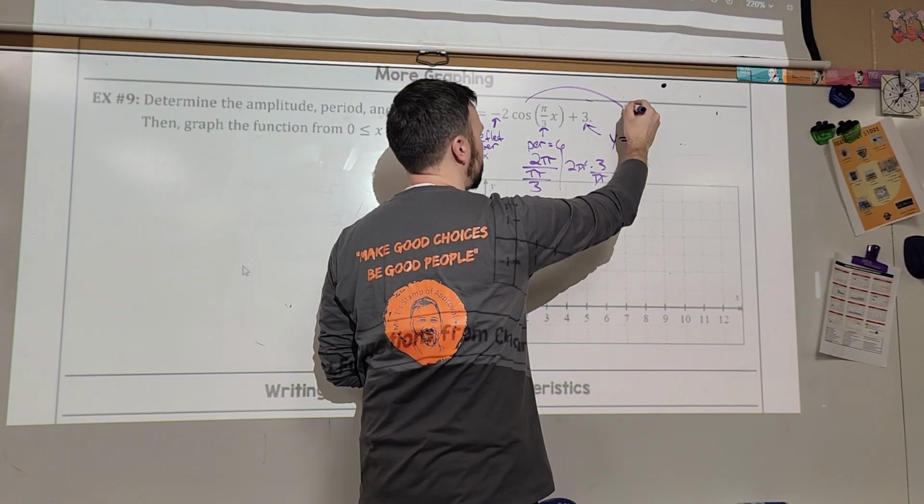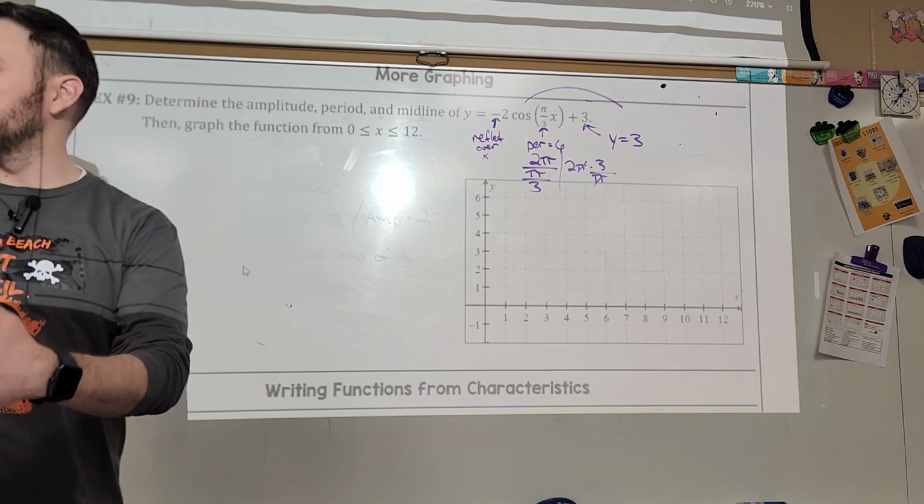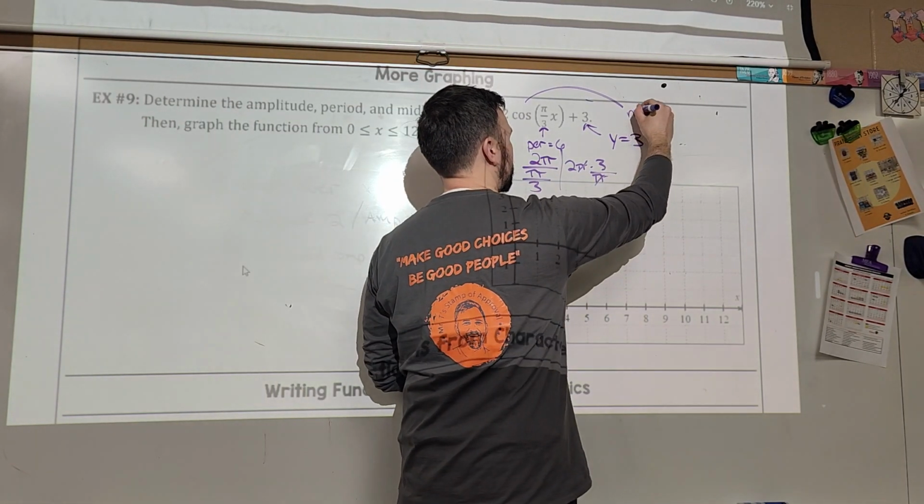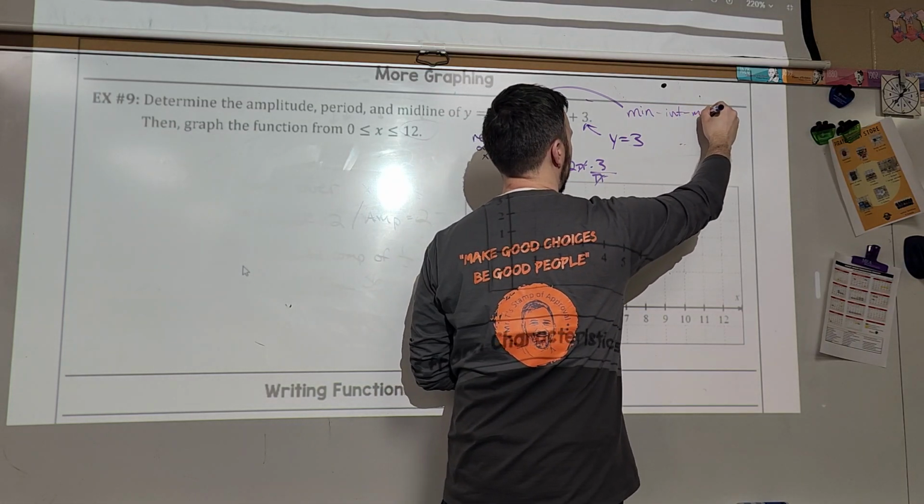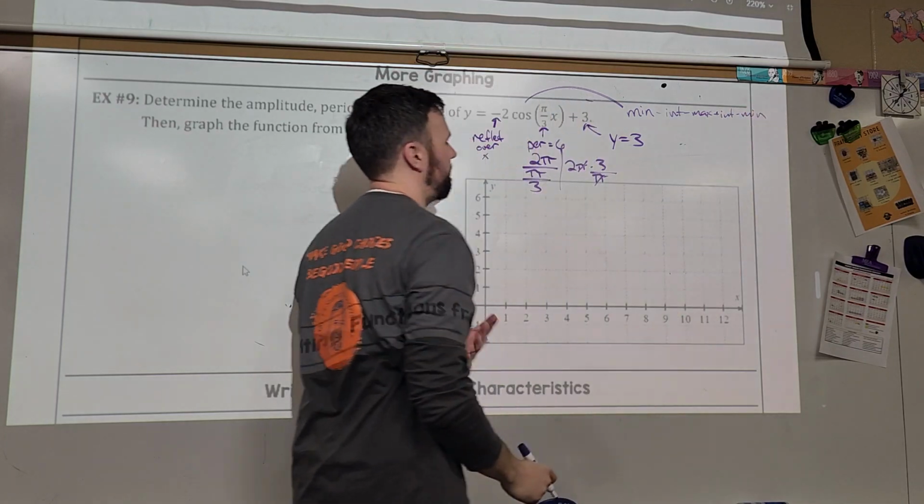3. Is that everything I need to know to graph this beast? Cosine is usually max, intercept, min, intercept, max, right? But what's that negative going to do? We're going to start at a min. We're going to go min, intercept, max, intercept, min, right? Because we flip it.